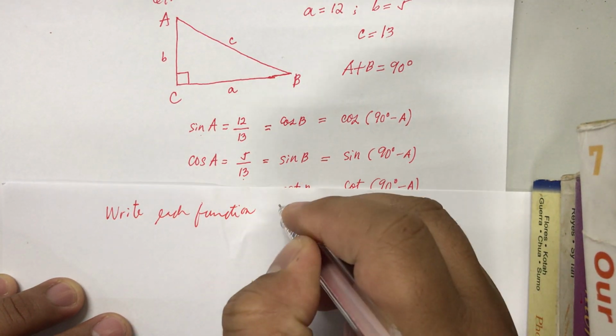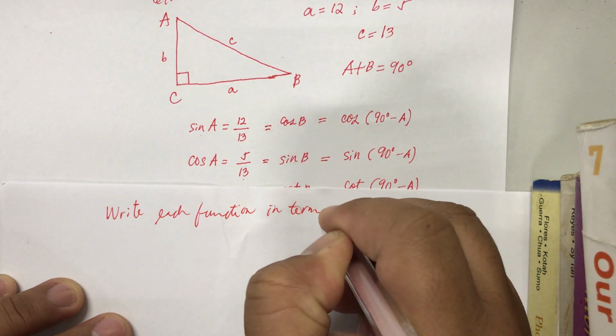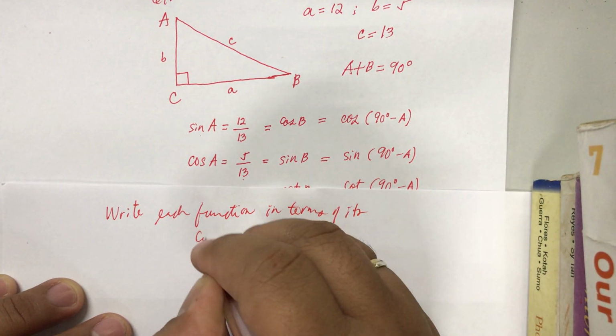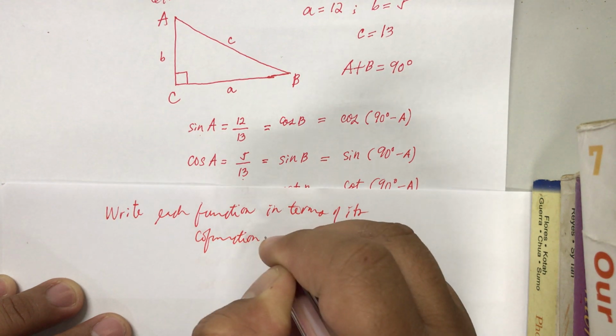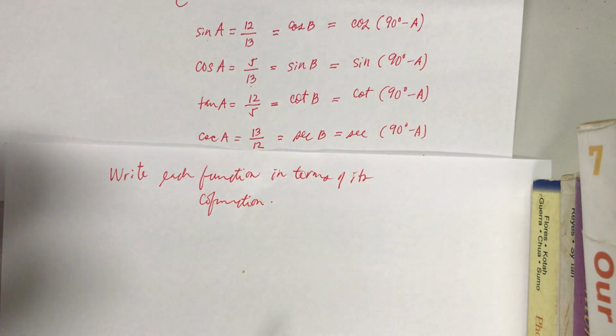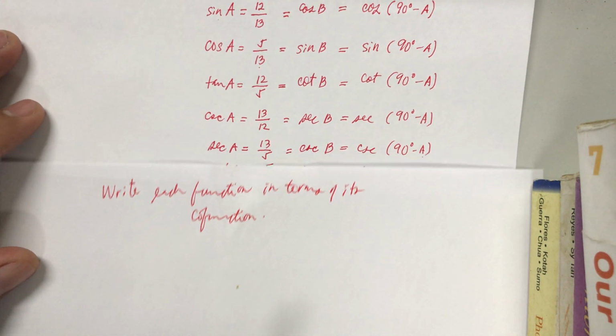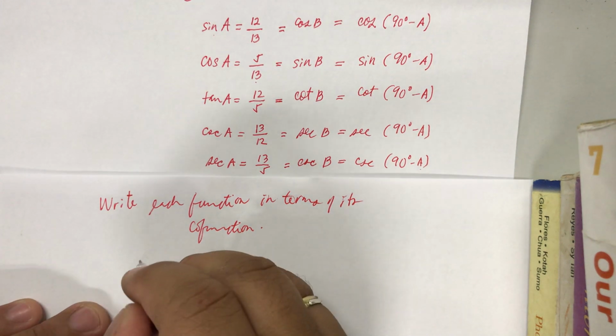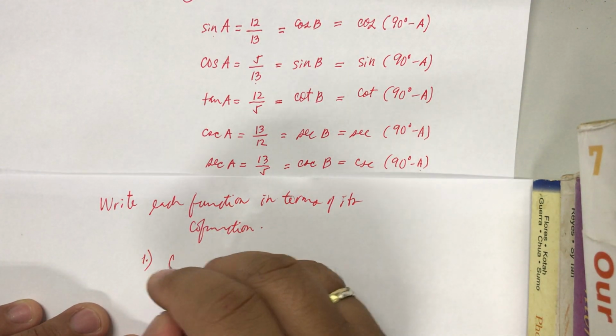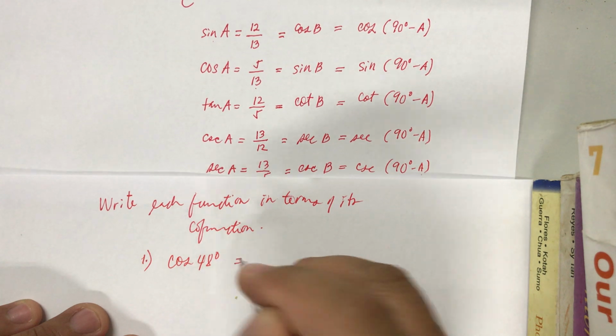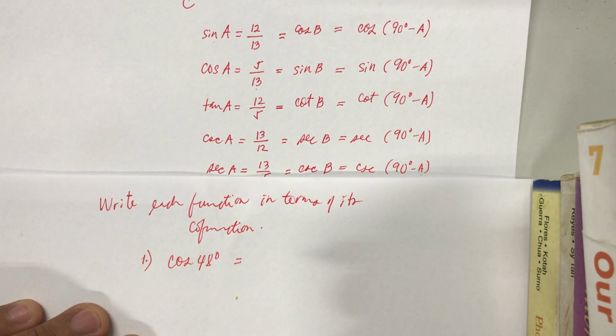Write each function in terms of its cofunction. Okay. The instruction is that you have to write each function in terms of its cofunction. Number 1, cosine of 48 degrees. That would be equal to what, in terms of its cofunction? Take note that the cofunction of cosine is sine.